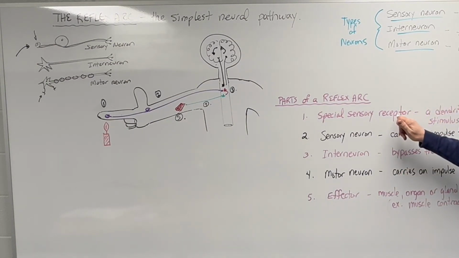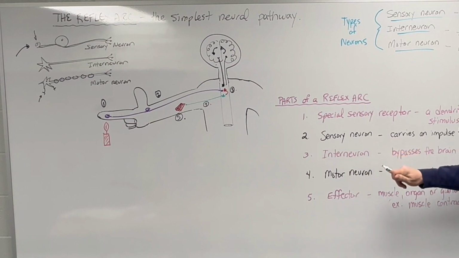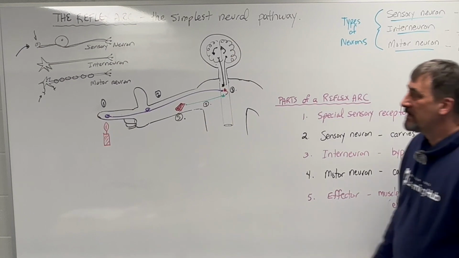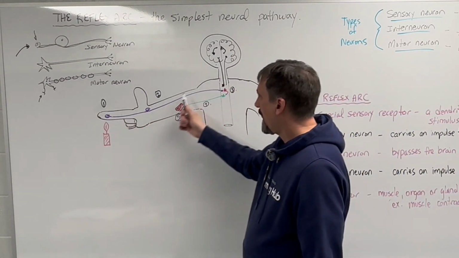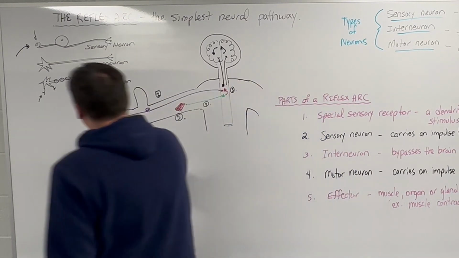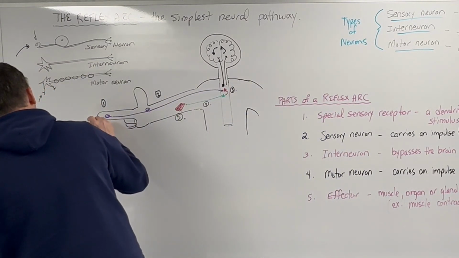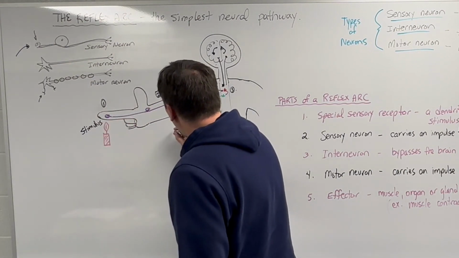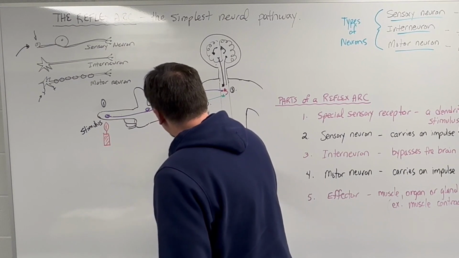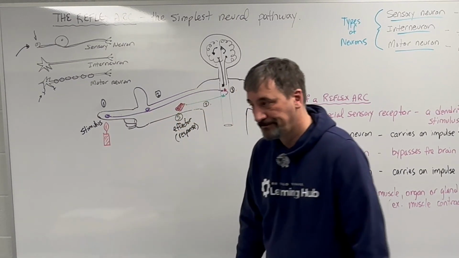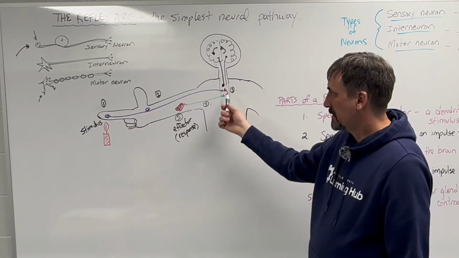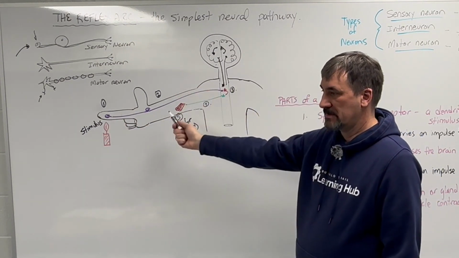Special sensory receptor, sensory neuron, interneuron, motor neuron, and effector. And it's always those parts. And the reflex always occurs in that order. It's always going from the stimulus to the effector, which is giving us a response. That message comes in, makes an arc, goes back out, and causes it to do something.